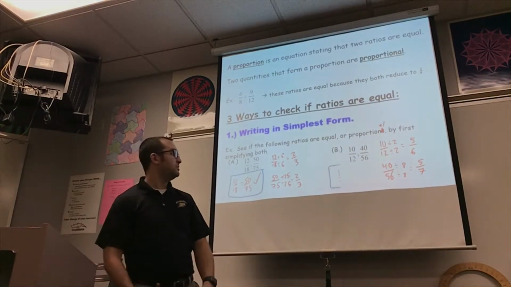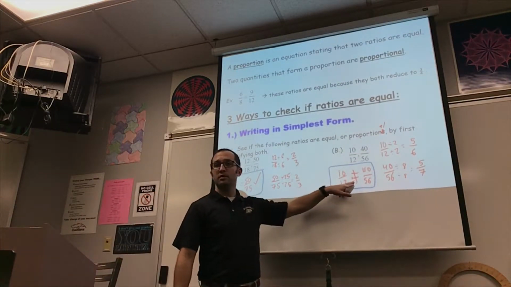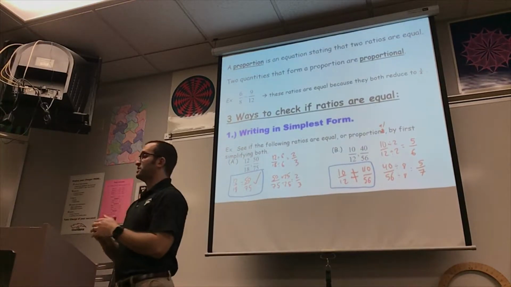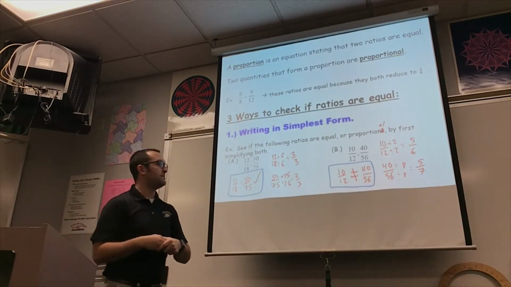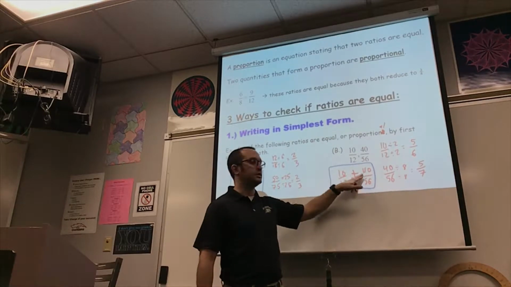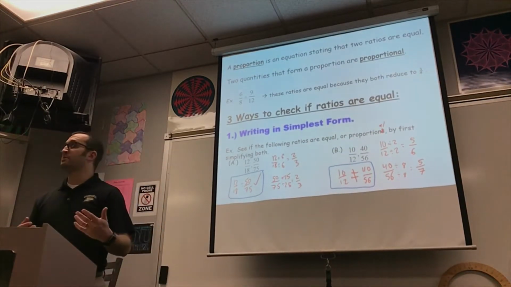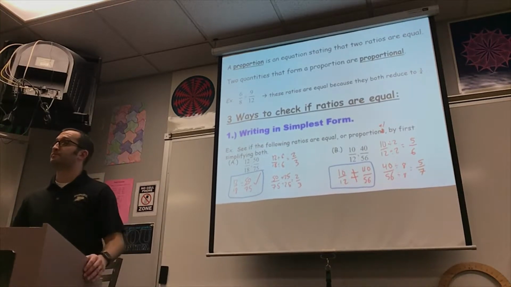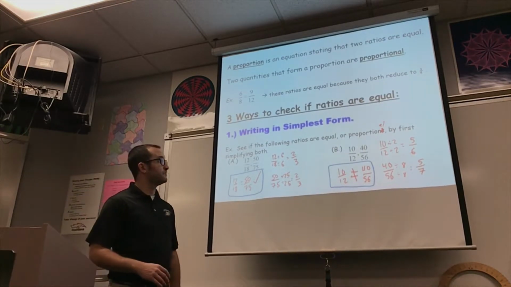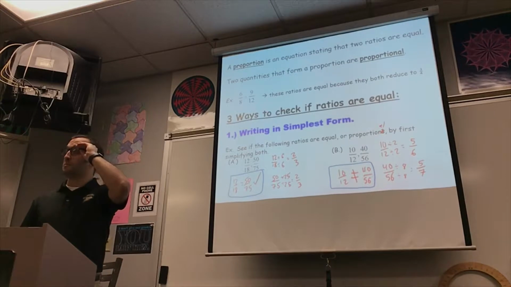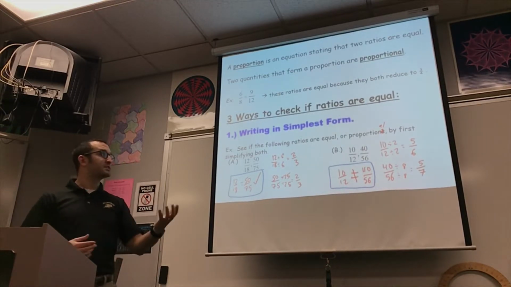Ah, okay. So are these ratios equal? No, they're not equal. So we would use this symbol, which is the is not equal to symbol. Okay? So 10/12 is not equal to 40/56. And that's because they don't simplify to be the same thing. They're not equivalent, right? Questions on that one? Okay, so that's method number 1.